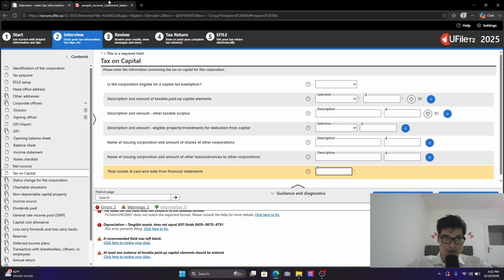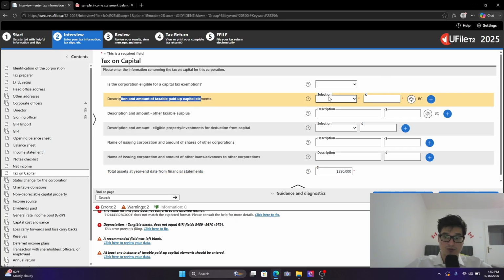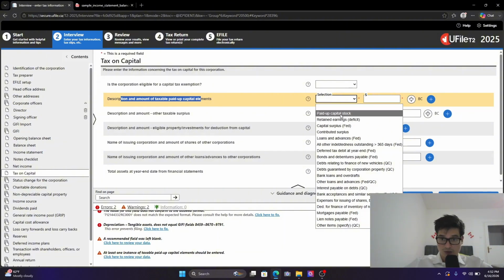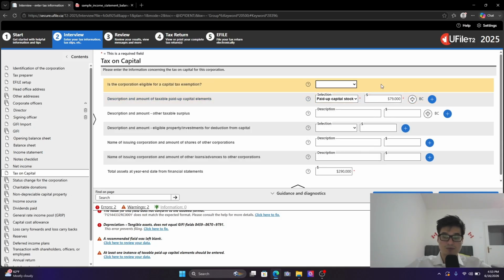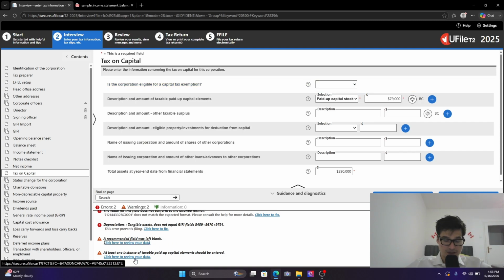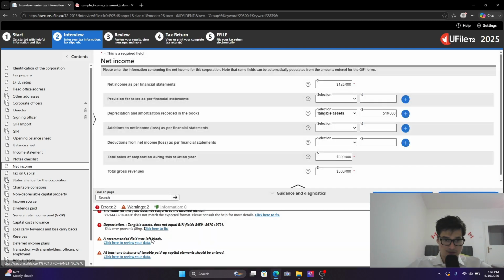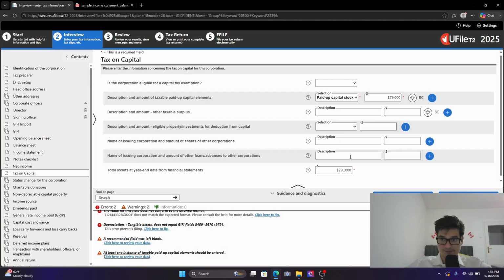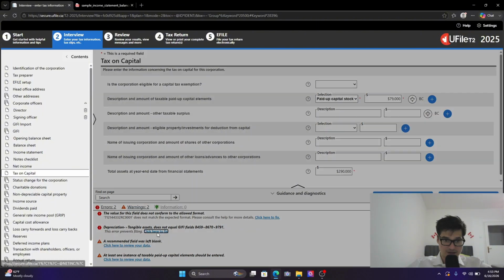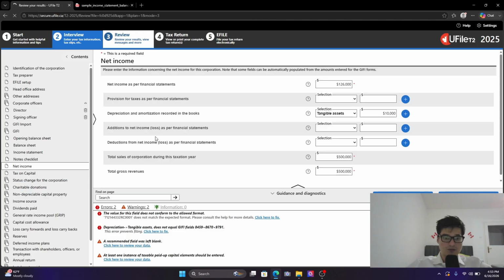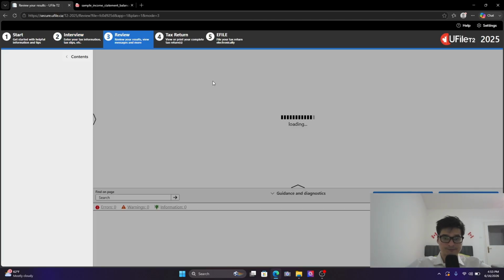Total assets at year end. What are our total assets at year end? It was 290,000. Okay. Depreciation and amount of taxable paid up. So here we have our paid up capital. So this was on our common shares, 79,000, because all we had was that initial issuance. And so we're just taking a look here. At least one. What else is missing? So again, it looks like it is bugging out here. We're going to go on the review, see if the review changes anything.